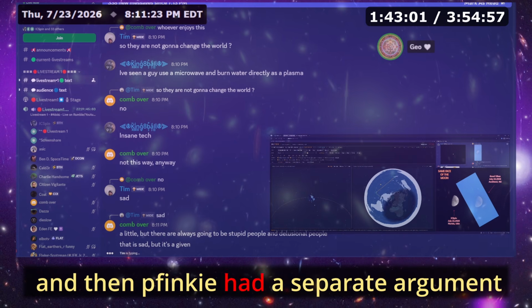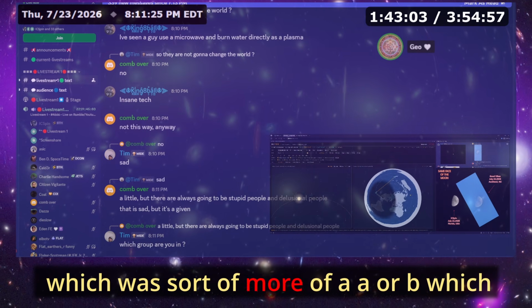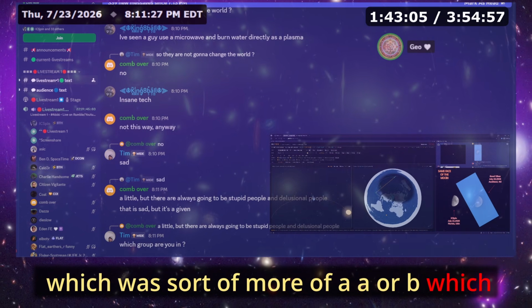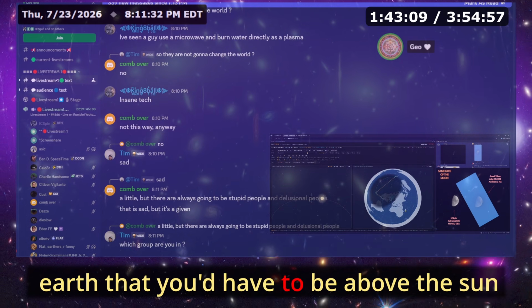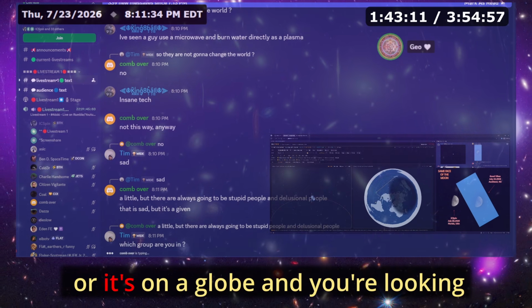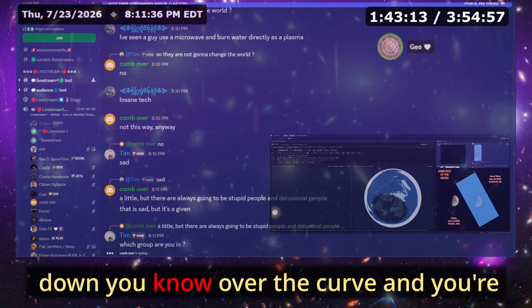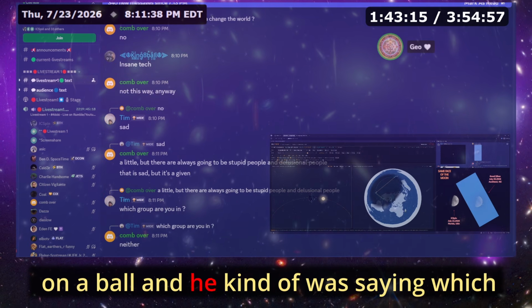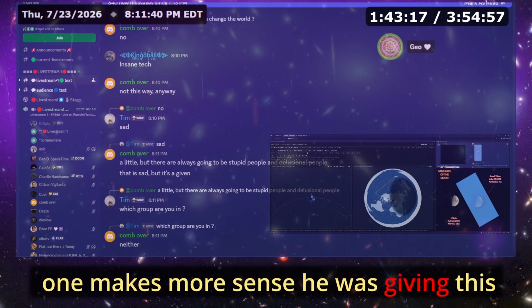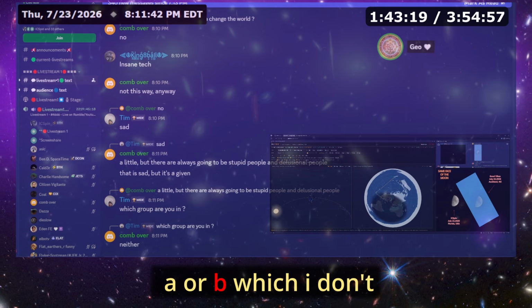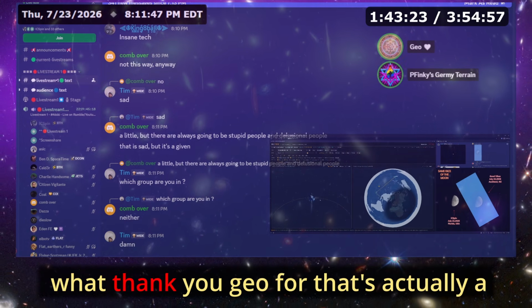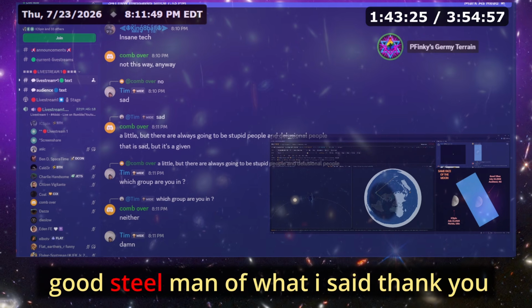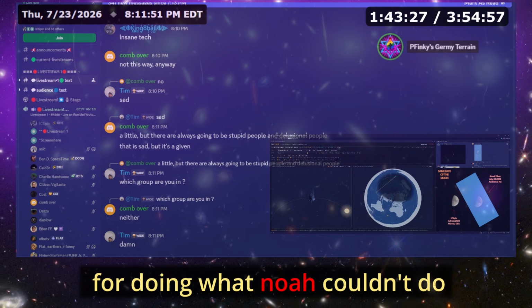And then PFinky had a separate argument, which was sort of more of an A or B: one conception of the idea of a flat Earth is that you'd have to be above the sun, or it's on a globe and you're looking down over the curve and you're on a ball. He was saying which one makes more sense. So he was giving this ultimatum, A or B, which I don't necessarily agree are the only two options, but that's where it was going. Thank you, Gio, that's actually a good steelman of what I said. Thank you for doing what Noah couldn't do.